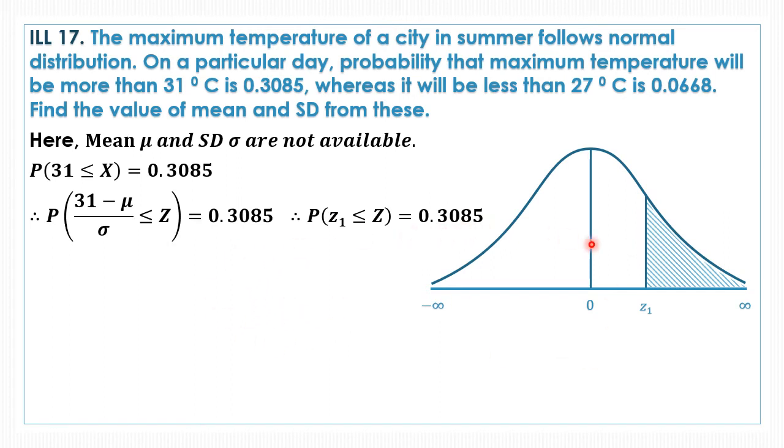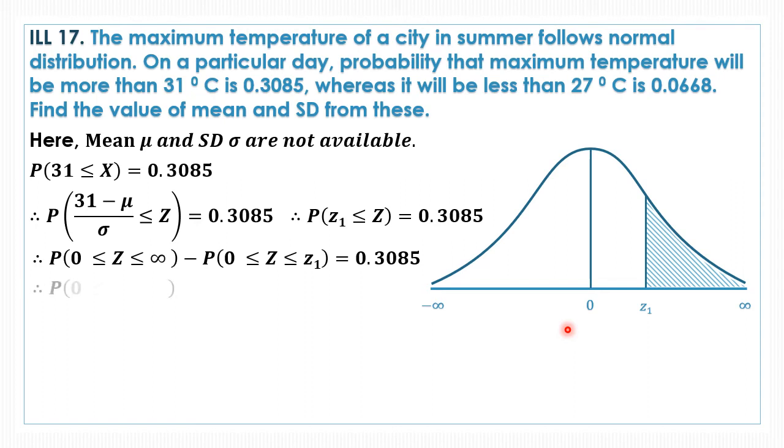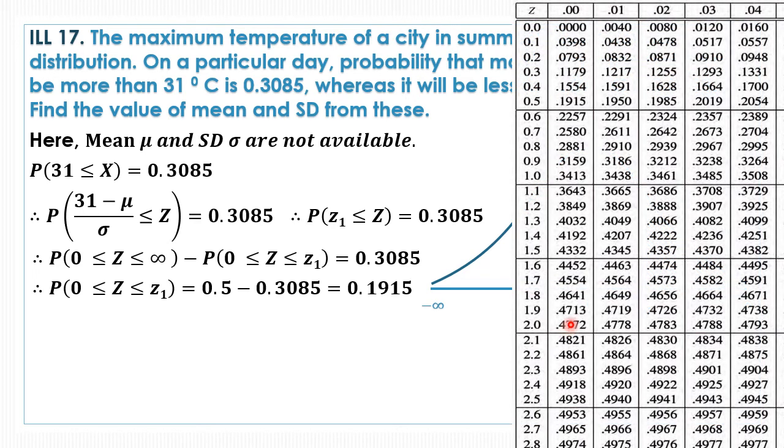Next, we have to show a split up from 0 to infinity, and minus 0 to z1. The probability is 0.3085. Now 0 to infinity is 0.5. So naturally 0 to z1 is equal to 0.5 minus 0.3085, which is 0.1915. We will check this out in our inverse table. 1915. Okay, it's so easy. It is directly here, 0.50. So because z1 is a positive value, it will be positive 0.5.